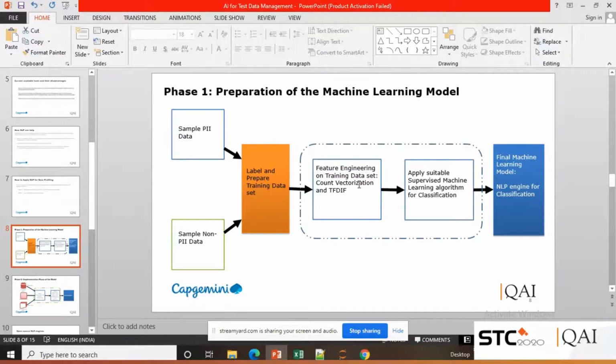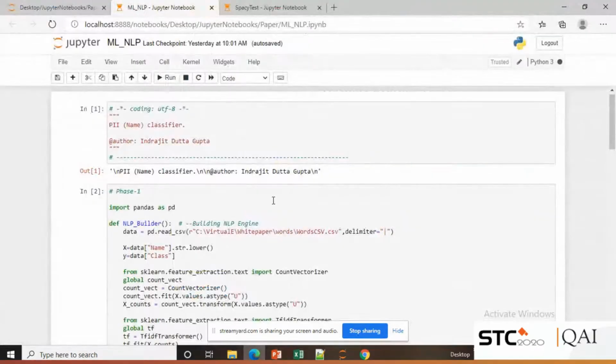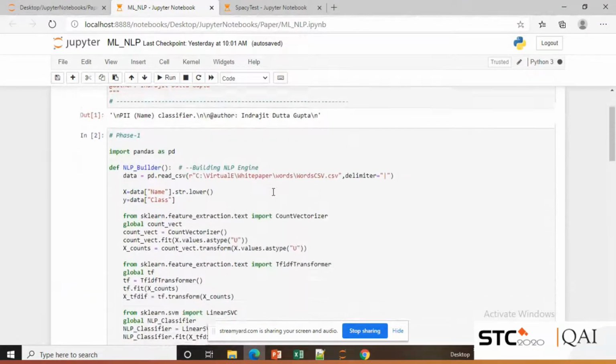Now, I don't want to go too much into the mathematical details as we have a shortage of time, but I'll show you how I have done it in my code. So if you see, this is my training data set.